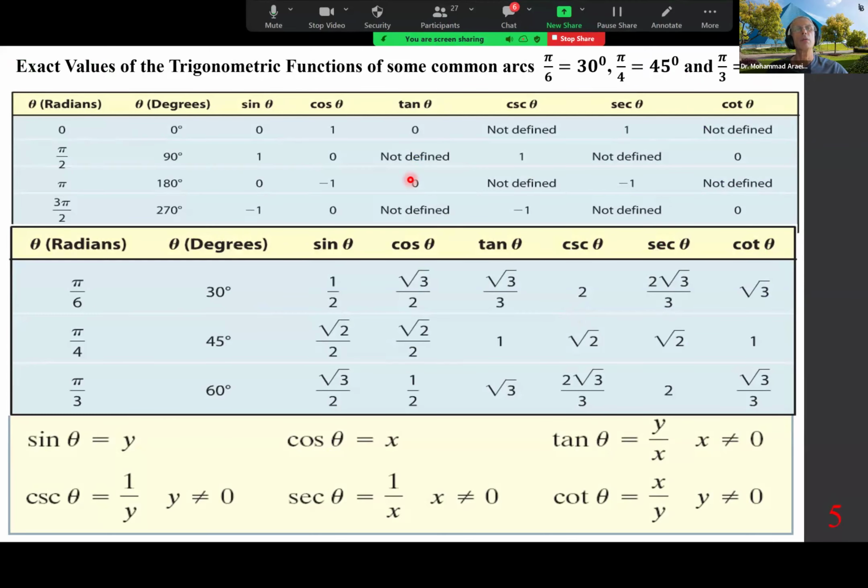All right, I want to remind you of what we have seen before. These are the exact values of the trigonometric functions of some common arcs, such as pi over 6 or 30 degrees, pi over 4 or 45 degrees, pi over 3 or 60 degrees. We should be familiar with those, and hopefully we have already memorized them. Those are very easy to remember. And of course, sine t equals y or sine theta equals y, depending on whether you approach it as an arc or an angle.